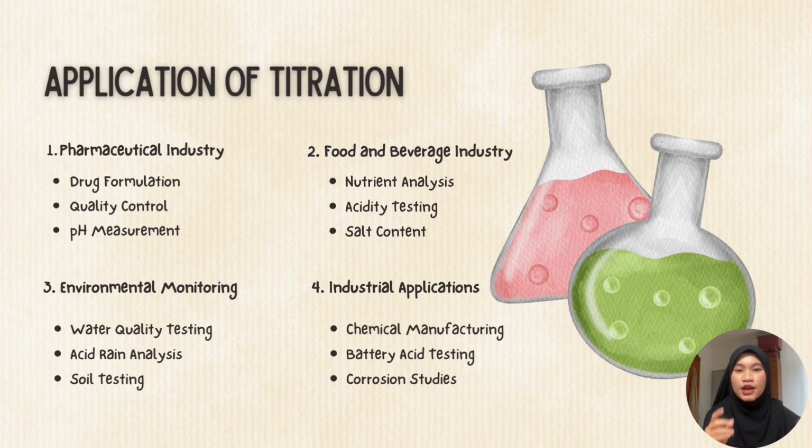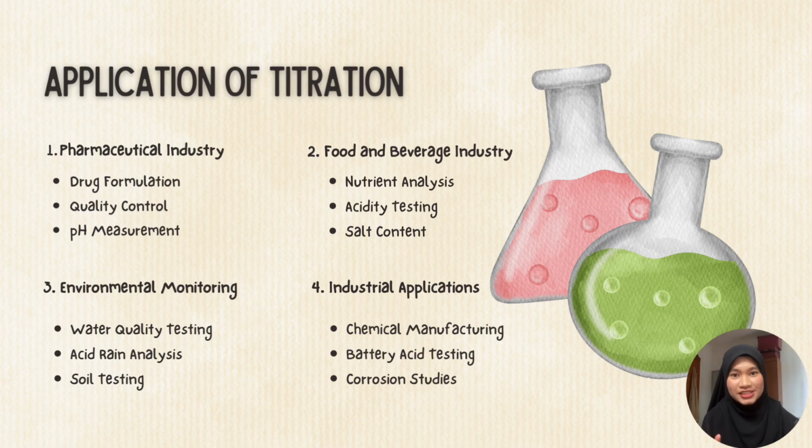For environmental monitoring, titration measures the concentration of pollutants such as heavy metals and organic compounds in water bodies, determines the acidity of rainwater for environmental impact assessments, and measures soil pH and nutrient content for agricultural planning and conservation. Industrial applications of titration include ensuring the correct concentration of chemicals in manufacturing processes for product quality and safety, measuring sulfuric acid concentration in lead-acid batteries for optimal performance, and determining the corrosive properties of substances for material selection and protection.